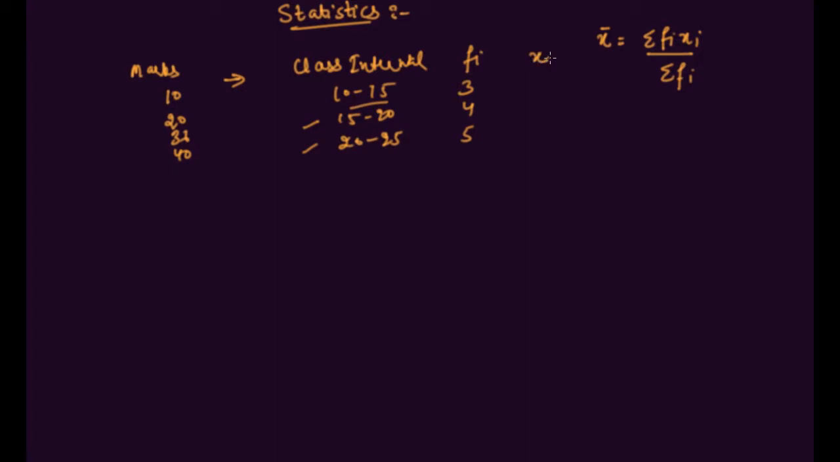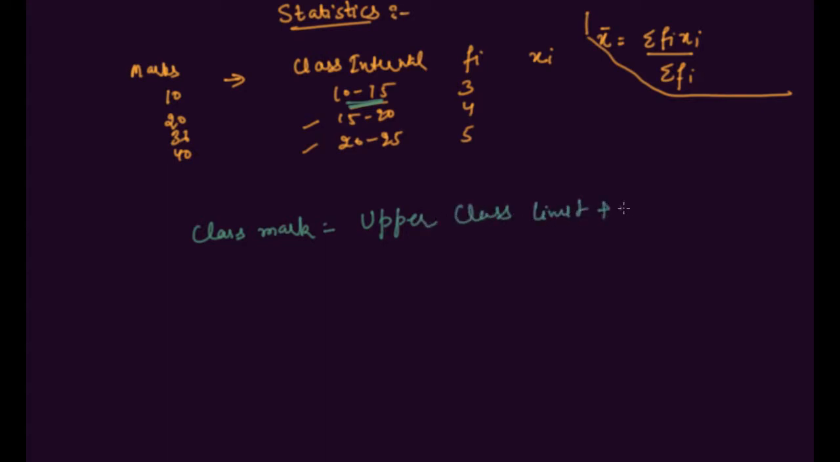So for this, I first have to find the value of xi to put in this formula. To find the value of xi, I'll take the middle value of the class interval. So the formula for the class marks will be upper class limit plus lower class limit by 2, meaning the average of this will be 12.5 for this case, then 17.5, then 22.5 in this case.